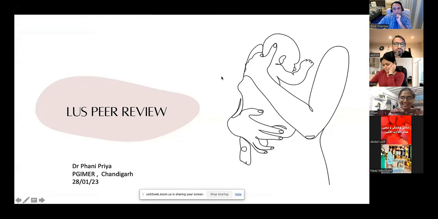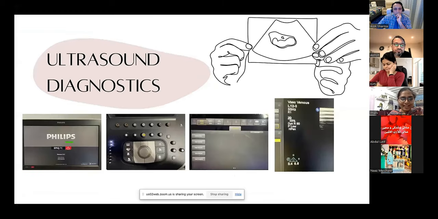Basically, hello, good evening, everyone. So I'm Dr. Fanipriya from PGI Chandigarh, India. I want to discuss today the basic settings which I was using in the machine, because I'm not very accustomed to lung ultrasound and also ultrasound machine in particular. So I wanted to show what all settings I've done.